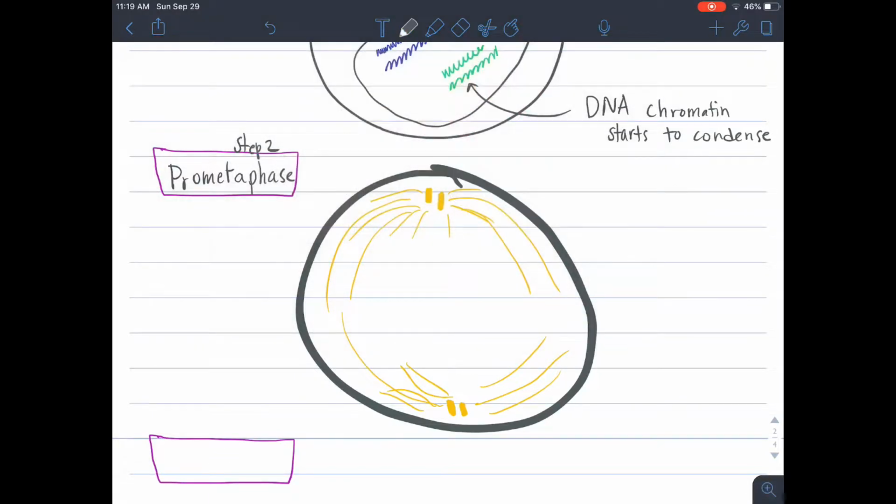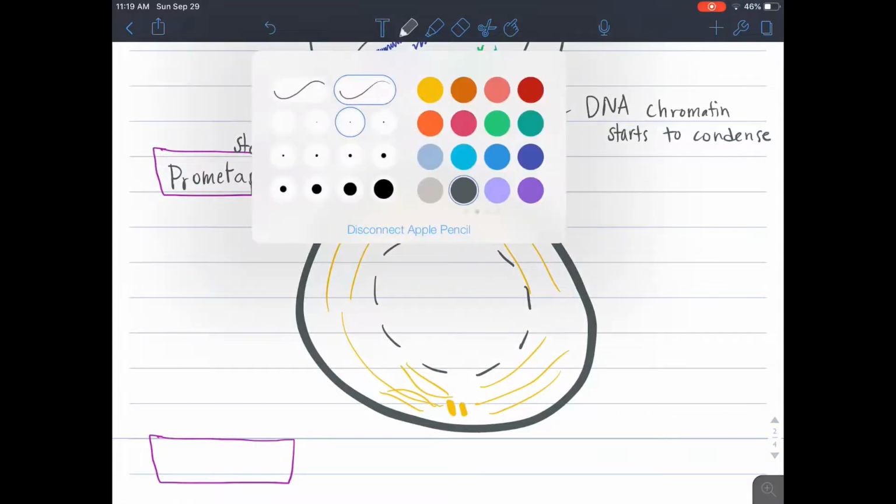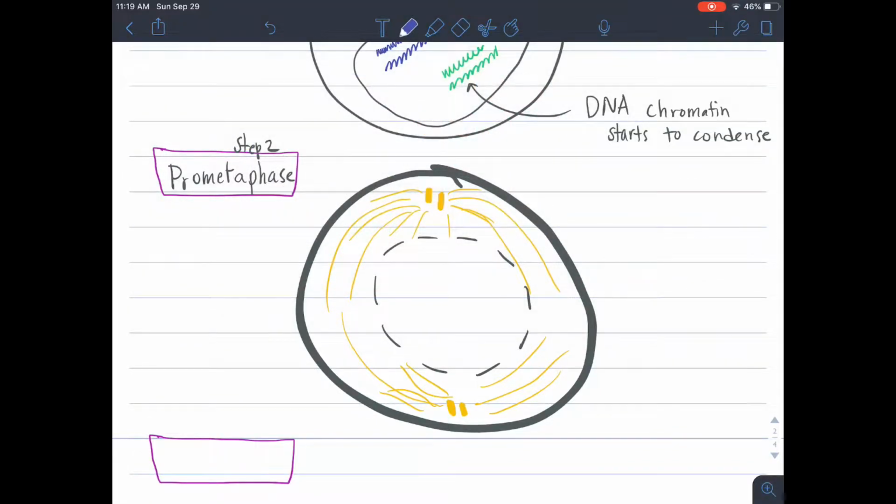The membrane that was holding the DNA actually starts to dissolve. So I'm going to draw it as a dashed line because it's kind of there, but it's dissolving. It's starting to fall apart. And then inside of the nucleus, the DNA is now fully condensed. And so I'm going to draw it fully condensed here.